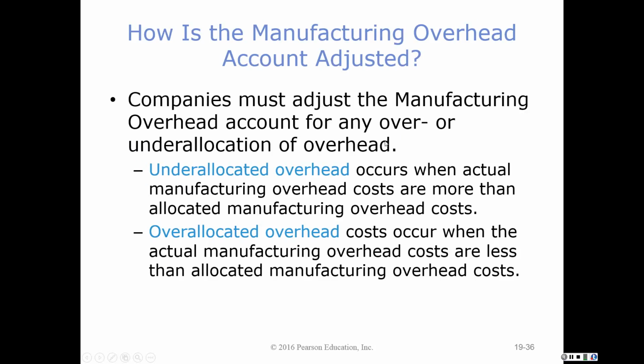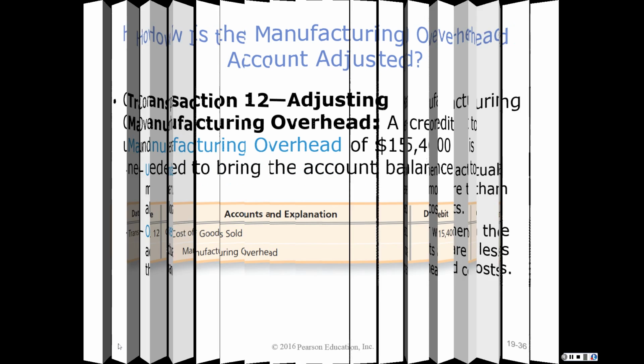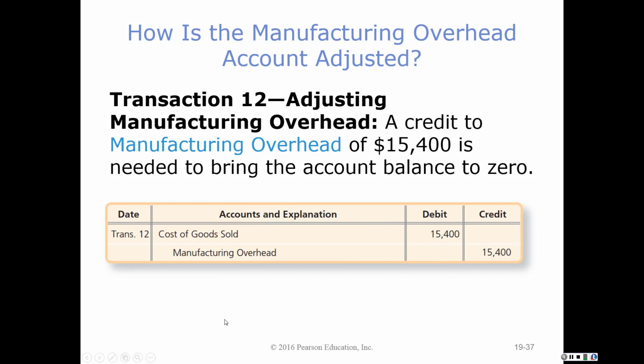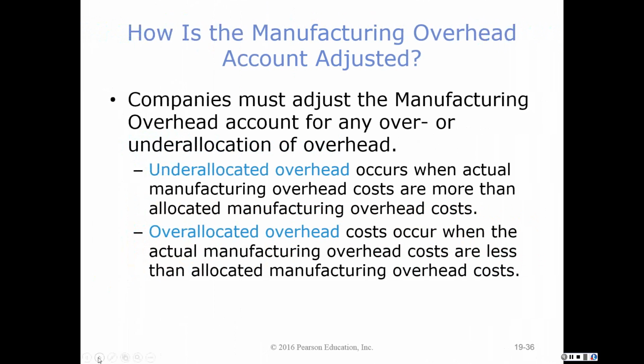Let me back up a step here. Remember with our manufacturing overhead, if this were our T account for manufacturing overhead, whenever we purchased or paid for manufacturing overhead, we debited the account. So this is what we actually paid for utilities, for insurance, for taxes, the depreciation.